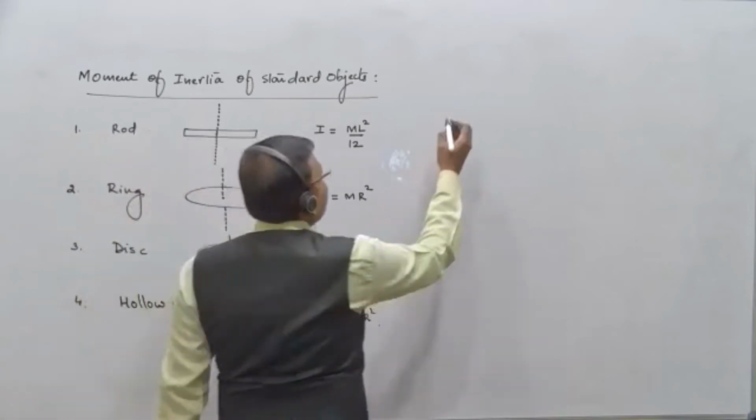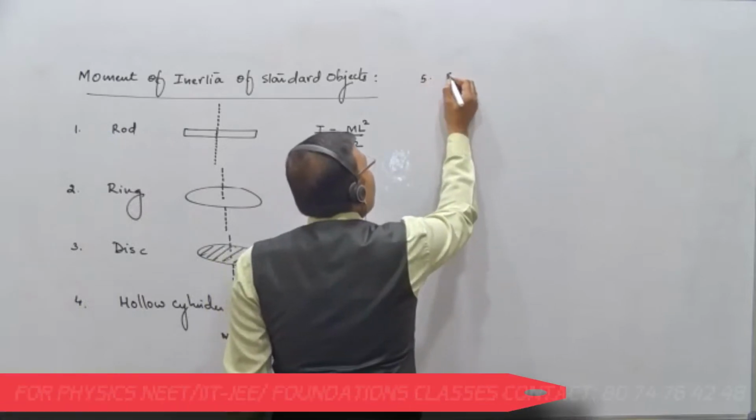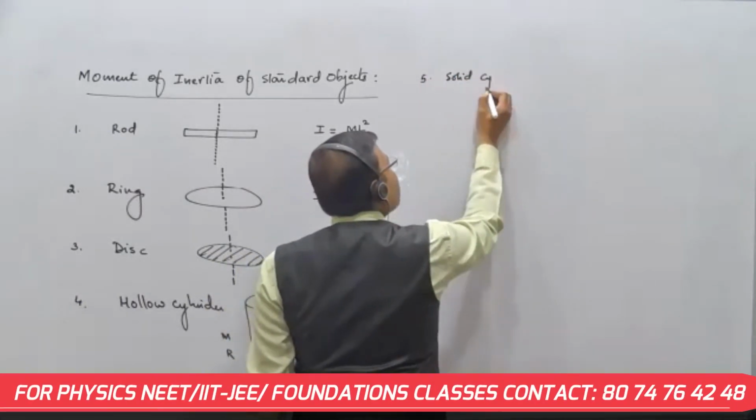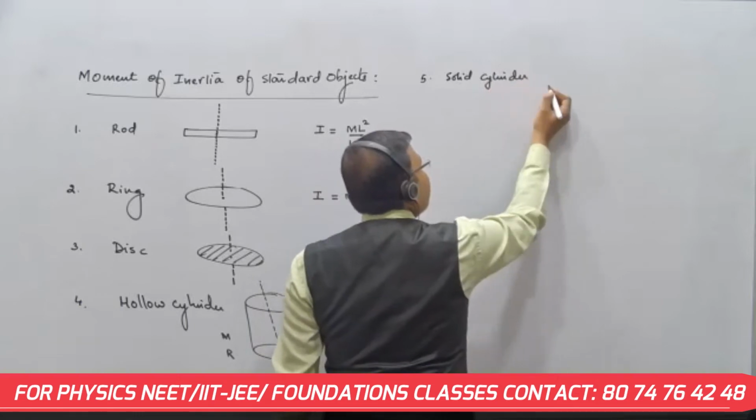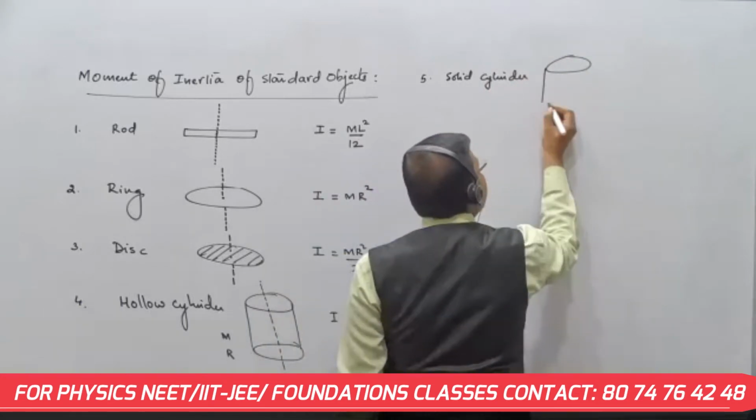Next, the fifth one, solid cylinder. For the solid cylinder, if you see, this is the solid cylinder.